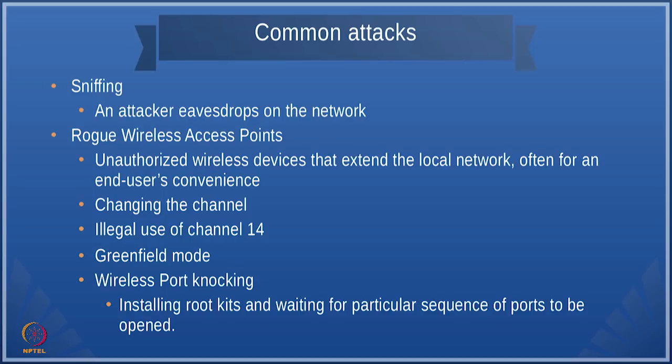Acquisition of evidence is very easy then. These rogue wireless access points are unauthorized wireless devices that extend the local network, often for end users' convenience. Essentially, you could just play with it if you get access to all the people's data. There are other things that you can do, as I told you, like playing with the channels, using channel 14 for sending your data. And one of the most important ones is known as wireless port knocking. Say I see a particular pattern of data that comes in to me, and once a particular sequence of ports are opened, then I open up my software, because I scan for the kinds of ports that I would like to see.